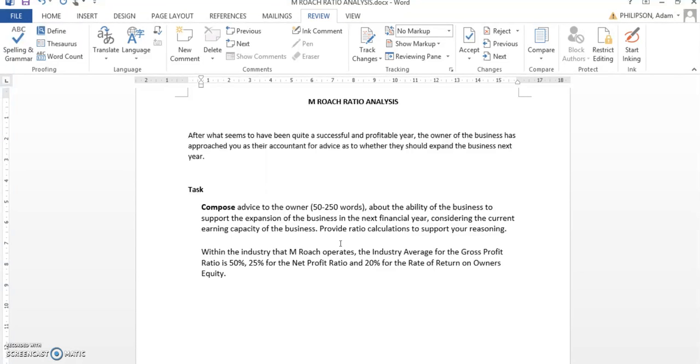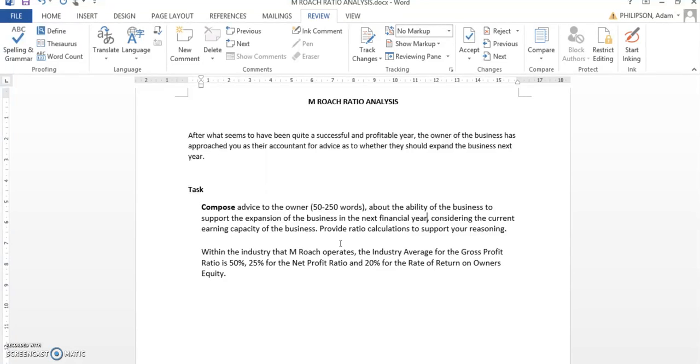year. So you are to compose advice to the owner, preferably more towards 250 words, because I don't think you can demonstrate much understanding in 50 words, about the ability of the business to support the expansion of the business in the next financial year, considering the current earning capacity of the business. Provide ratio calculations to support your reasoning. Within the industry that Roach operates, the industry average for the gross profit ratio is 50%, 25% for the net profit, and 20% for the rate of return on owner's equity.